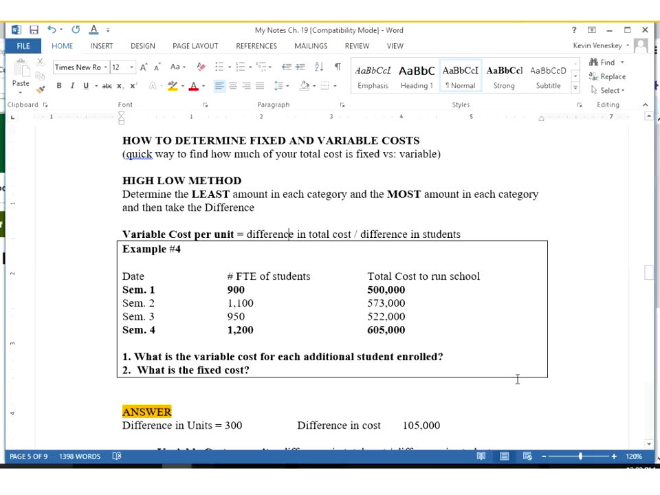So this is what I have in my little example to help us explain this. I have number of students and the cost to run the school. Because just by running a school, you don't have just fixed costs, of course.